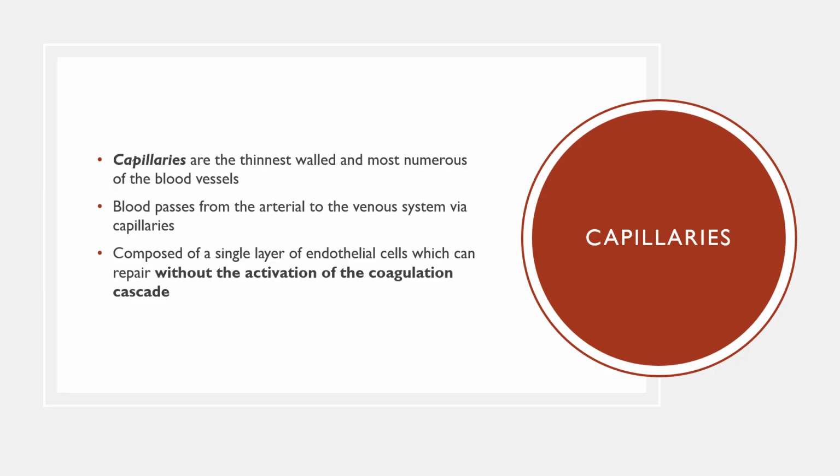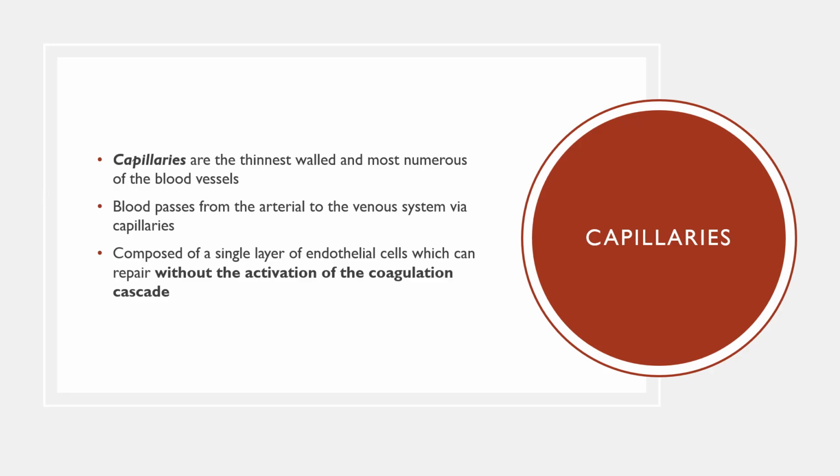The blood passes from the arterial to the venous system via capillaries, and they are composed of a single layer of endothelial cells. So really just one single layer of endothelial cells. And because they are so small, and because vasoconstriction is very, very efficient in the case of these small capillaries, we don't even actually have to activate the coagulation cascade. So vasoconstriction in this case is actually enough.